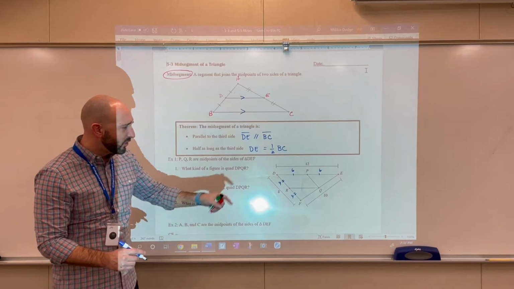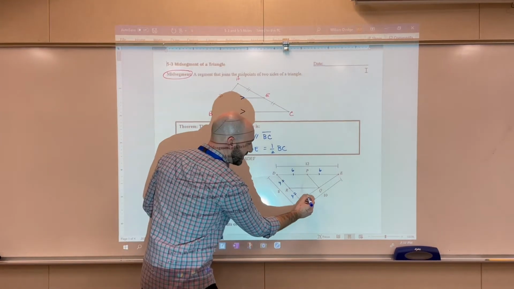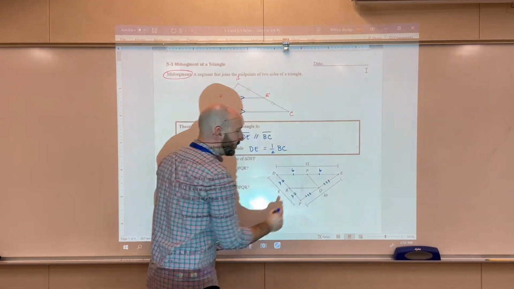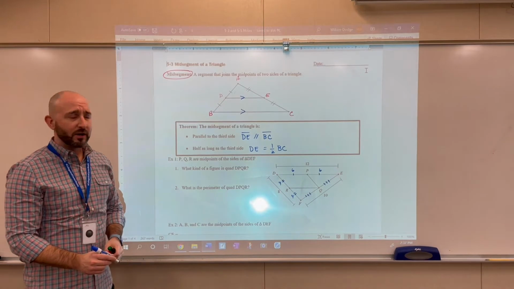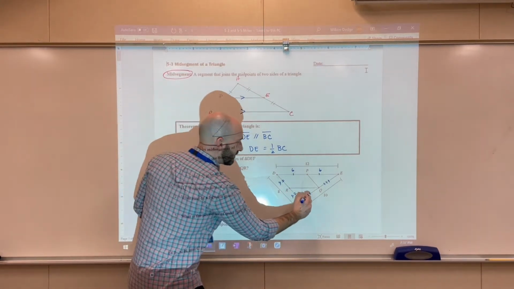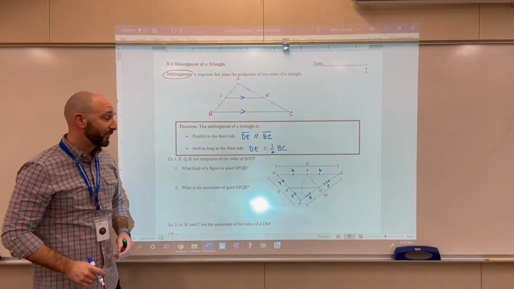And then finally, Q is the midpoint of segment EF. So that means that FQ and QE are congruent. And then EF has a length of 10. So that means that these would be 5 units long as well.